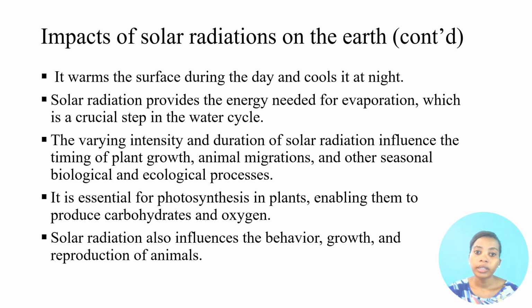The variation, intensity, and duration of solar radiation influence the timing of plant growth, animal migration, and other seasonal biological and ecological processes. It is essential for photosynthesis in plants, enabling them to produce carbohydrate and oxygen. Solar radiation also influences the behavior, growth, and reproduction of animals.